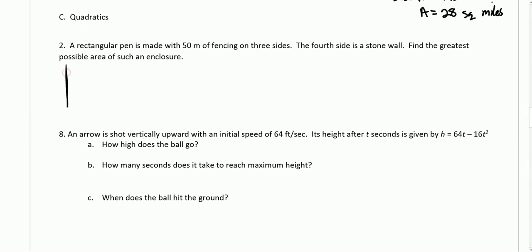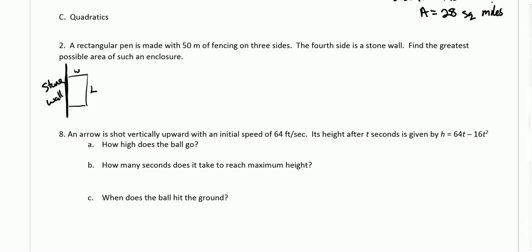So here's our stone wall. Here's our fence. Rectangular, and it's got some length, capital L for length, and some width, W. Find the greatest possible area.